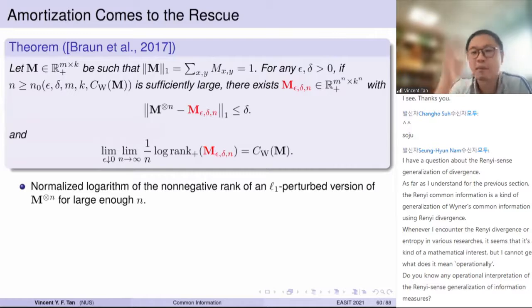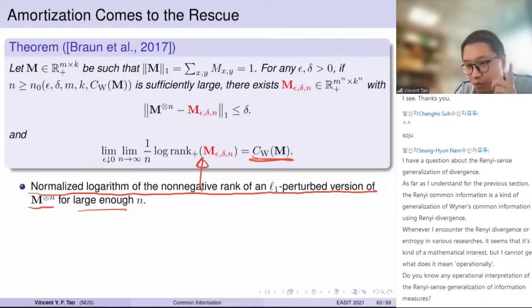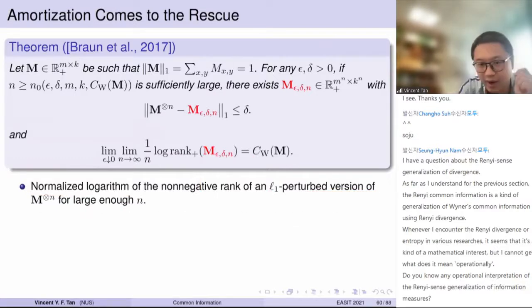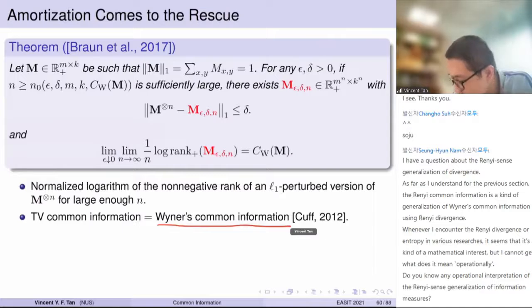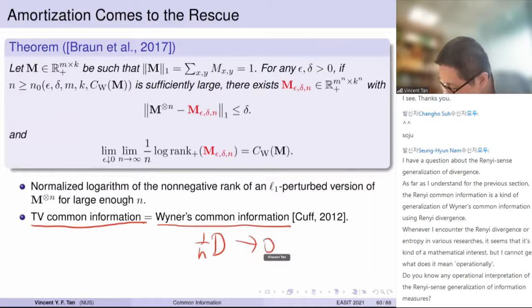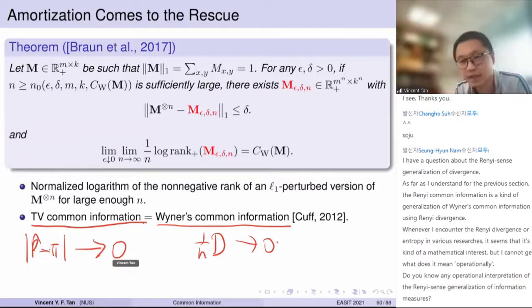Why? Before I say why, the punchline, the moral of the story, is that the normalized logarithm of the non-negative rank of an L1 perturbed version of the Kronecker product here is equal to the Wiener's common information. But we could have reconstructed this on our own. Why? Well, this basically just says that Wiener's common information is nothing but TV common information, total variation common information. Here, Wiener requires normalized divergence to go to 0. Here, you require the p hat minus pi, basically the synthesized and the target distribution, goes to 0. These two are the same thing.